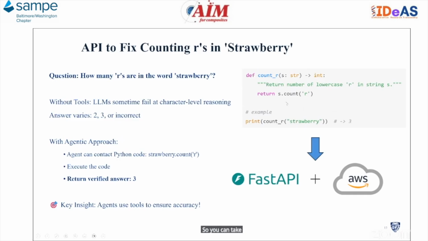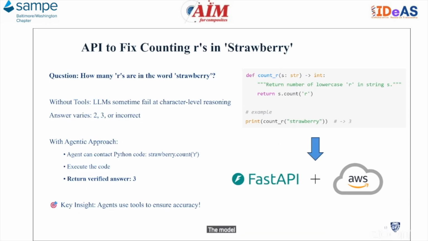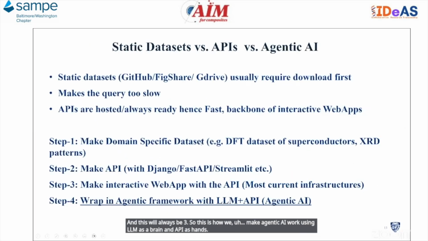So you can take this code, very 3 or 4 lines of code, and host it using Fast API plus Amazon Web Service. And now when somebody asks in the chatbot how many R are in strawberry, the LLM model will talk to this API before giving its response. It gets the data from there, and then gives you a response. And this will always be 3. So this is how we make agentic AI work, using LLM as a brain and API as hands.